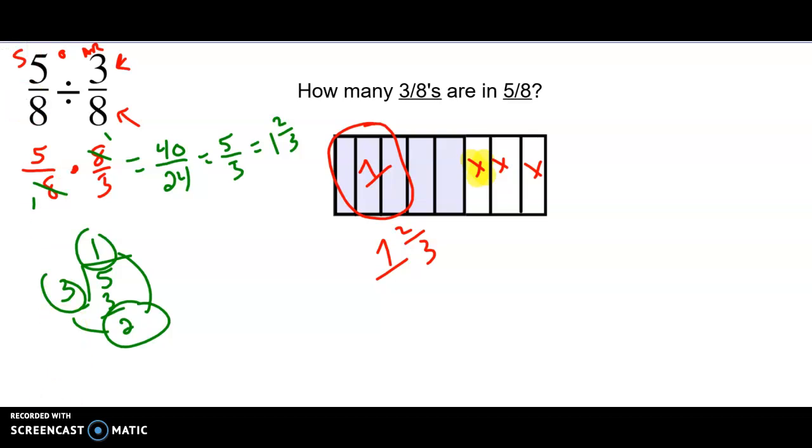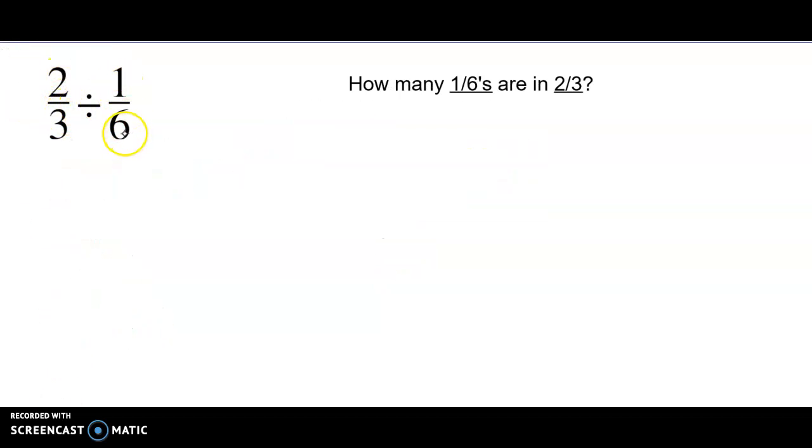Let's do another problem. All right, 2/3 divided by 1/6. How many 1/6s are in 2/3? So same, opposite, and reciprocal. 2/3 stays the same. Opposite of division is multiplication, and the reciprocal of 1/6 is 6 over 1. Multiply straight across, I can get 12/3, and 12/3 simplified is 4.